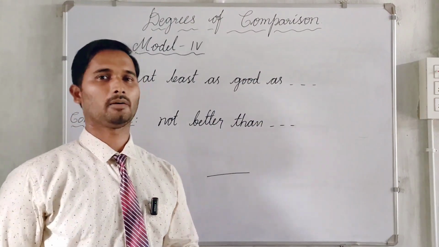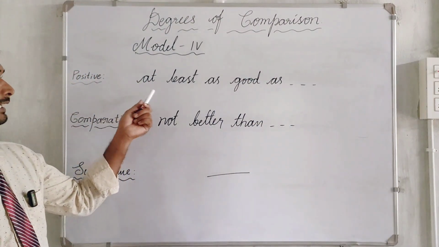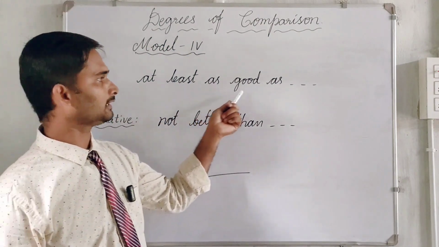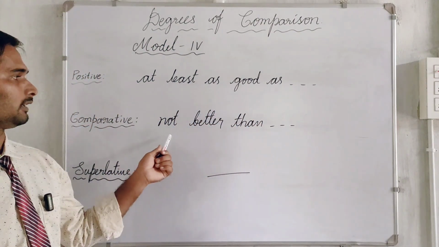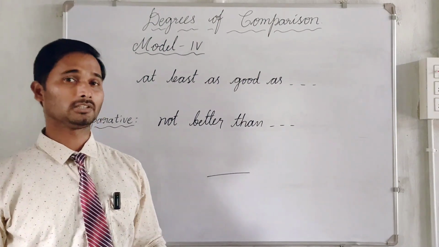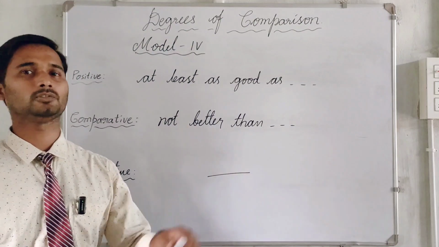Degrees of comparison. Model 4. Let us learn the key hints. Positive: at least as good as. Comparative: not better than. And it doesn't have the superlative degree because we compare only two things or two people.